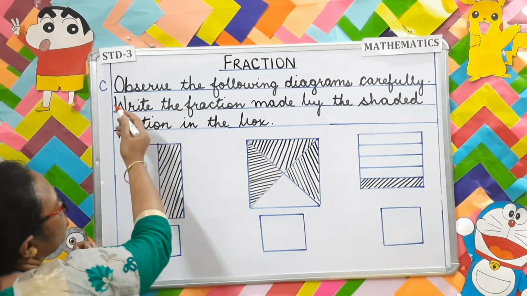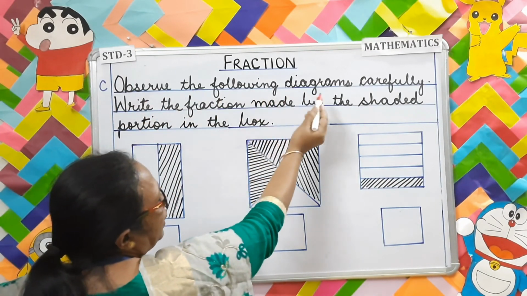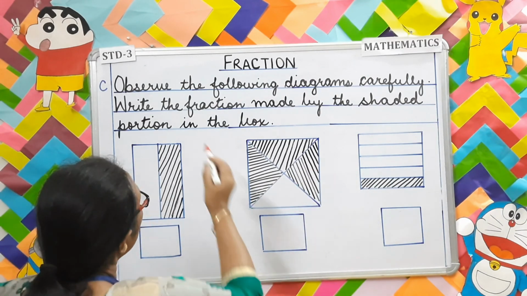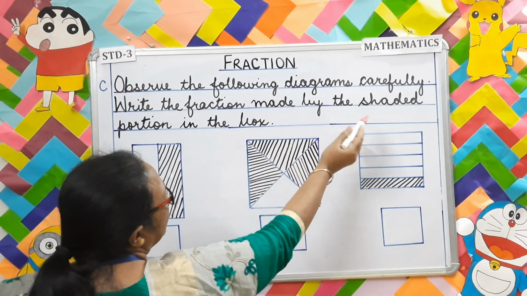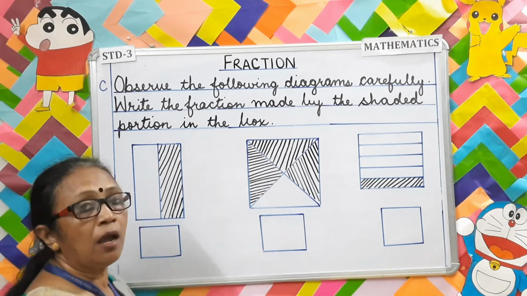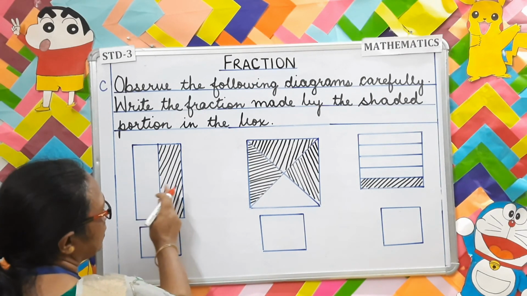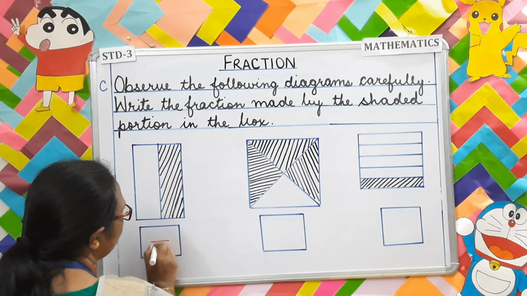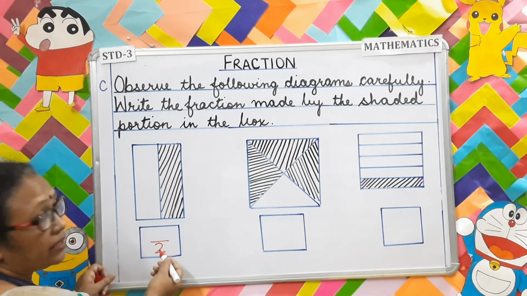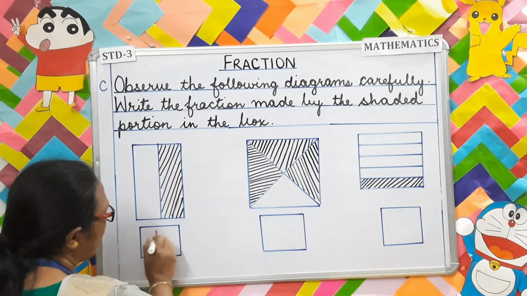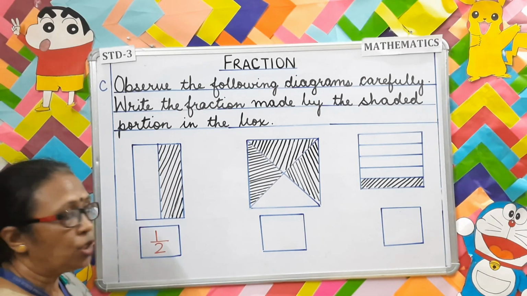To the next one. Observe the following diagrams carefully. There are 3 diagrams. Observe them carefully. Write the fraction made by the shaded portion in the box. So let's write the fractions, children. How many parts is it divided into? It's divided into 2 parts. So we write it down, bottom. How many parts are shaded? 1. So it's half, 1 by 2.